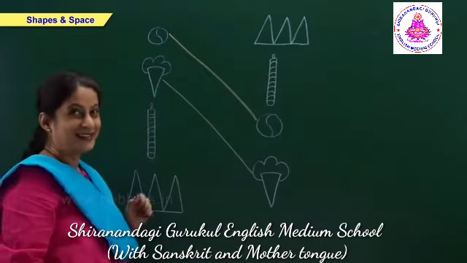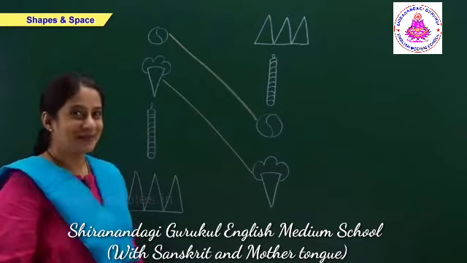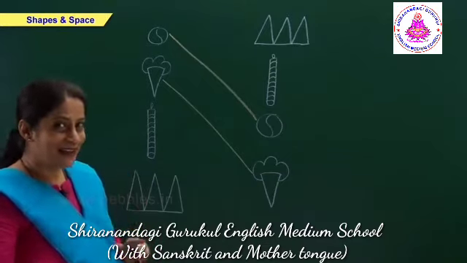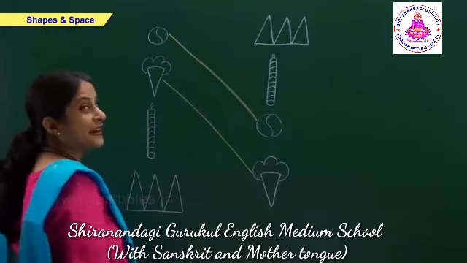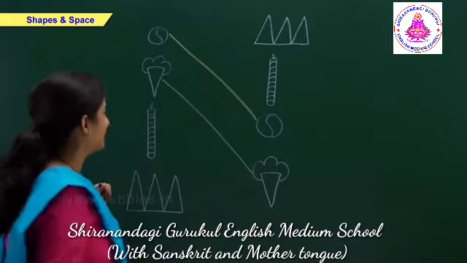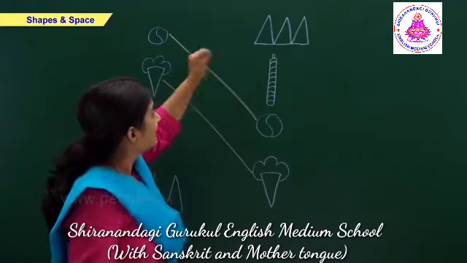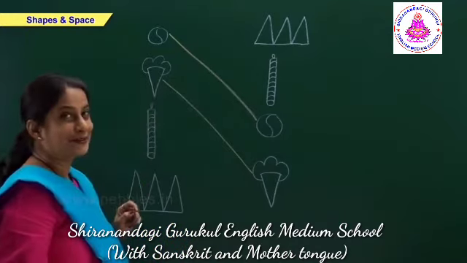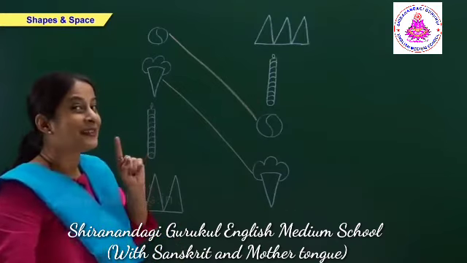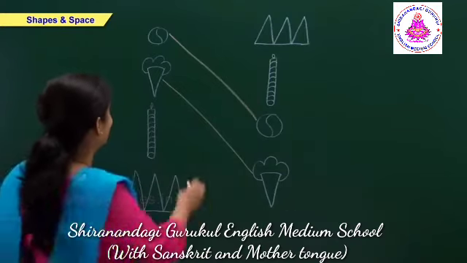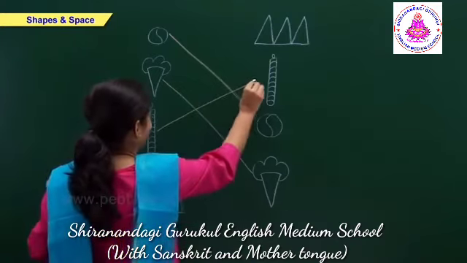What is this? Come on. Tell me fast. Right, it's a candle. So let's find candle and match. Is this a candle? No. Is this a candle? Right, it's a candle. So let's match.